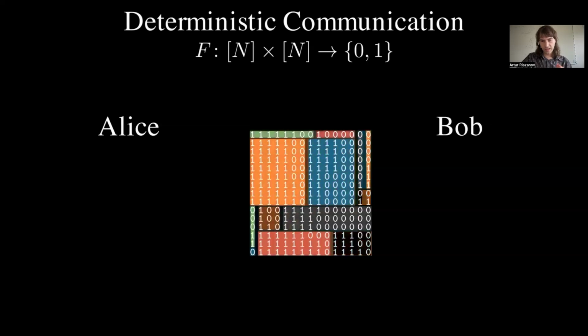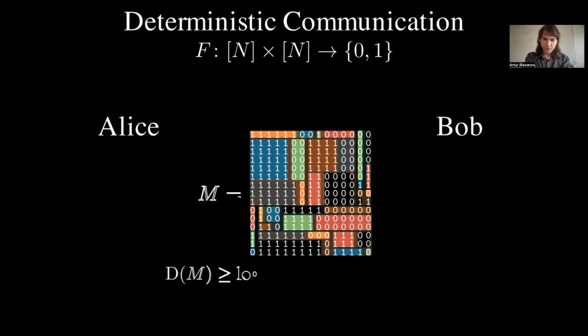They continue like this until they both know the value of the function. What does it mean? It means that the current rectangle they have is monochromatic. So each deterministic communication protocol induces a partition of the matrix into monochromatic rectangles. Notice 2 things. First, not every such partition corresponds to a communication protocol, and second, these rectangles are not geometric as I drew them in this picture, but combinatorial.